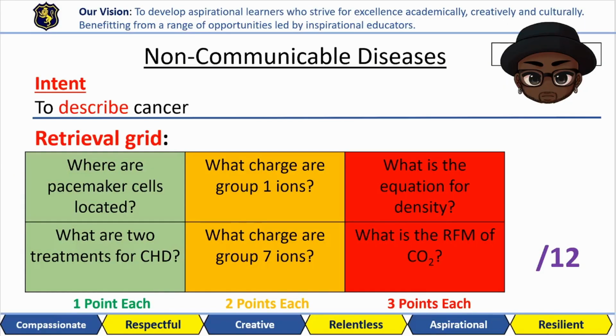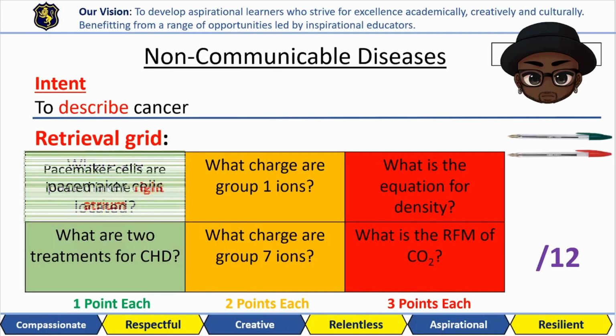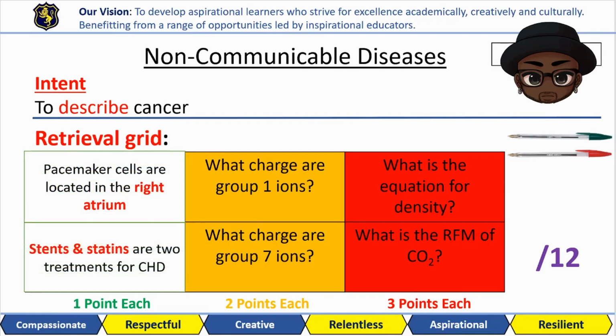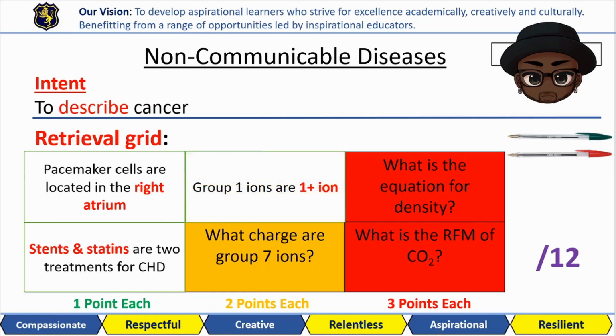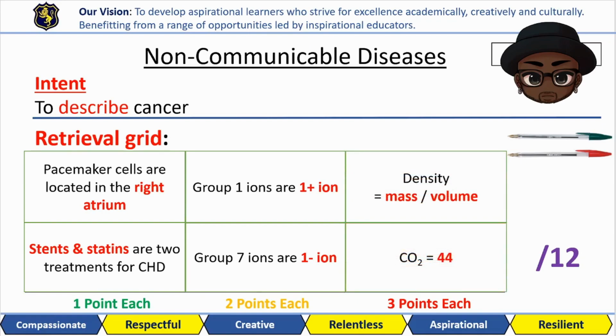Here's the retrieval questions for this lesson. You know what to do. Pacemaker cells are located in the right atrium. Coronary heart disease can be treated using stents and statins. Group 1 ions are 1+ ions. Group 7 ions are 1 negative ion. Density is mass over volume. And carbon dioxide has a molar mass of 44.